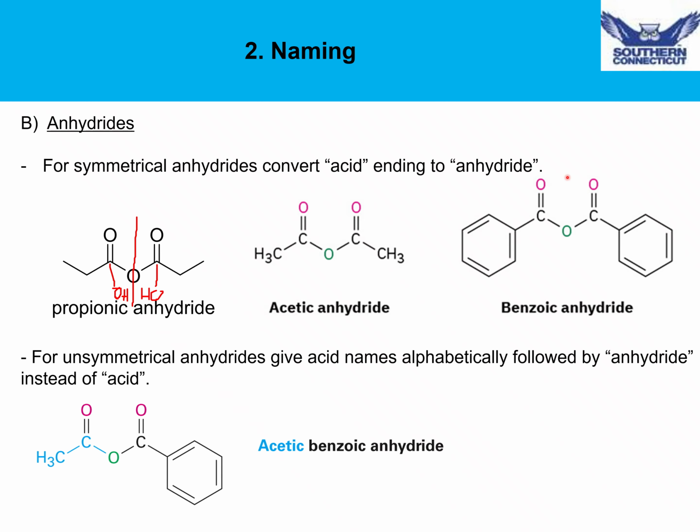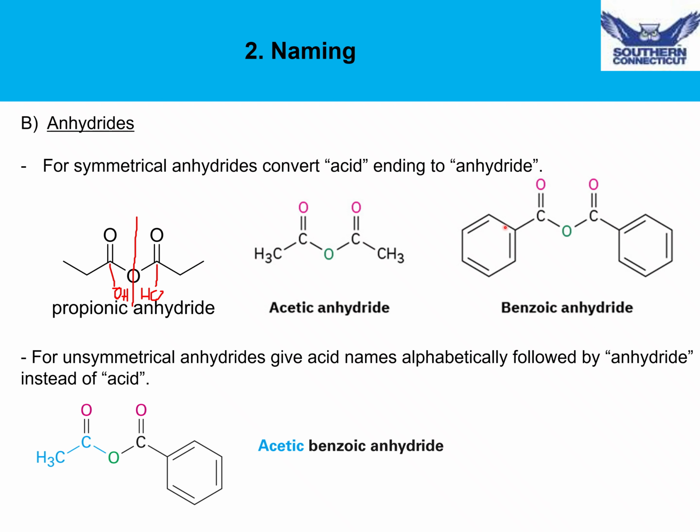The next example, again, if we split this in half and turn each half into a carboxylic acid, we would have benzoic acid. So this anhydride is named as benzoic anhydride. For unsymmetrical anhydrides, we have essentially two carboxylic acids joined together to make the anhydride.